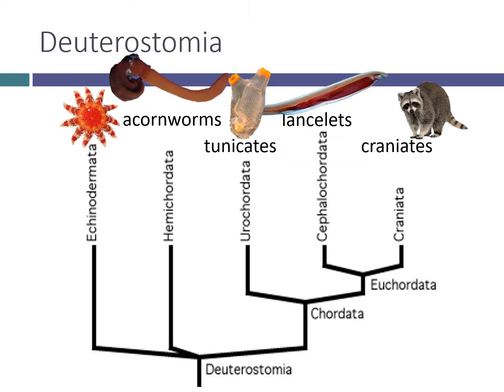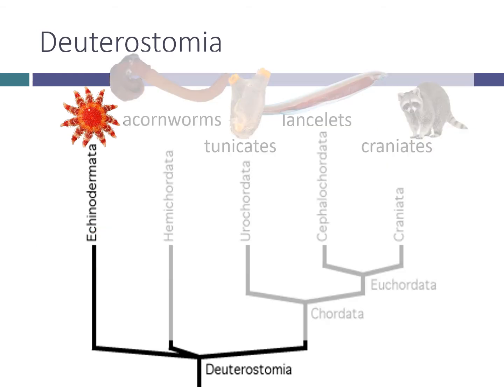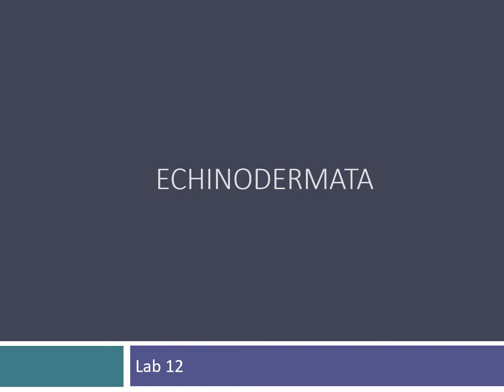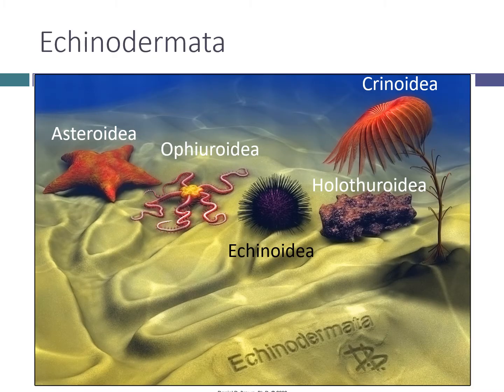Deuterostomes are going to include the craniates. But what we're focused on this week is going to be the echinoderms, the hemichordates, and the euchordates. So for the echinoderms, moving on. Echinodermata: we've got Asteroidea, Ophiuroidea, Echinoidea, Holothuroidea, and the Crinoidea.